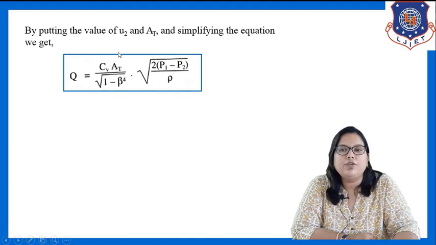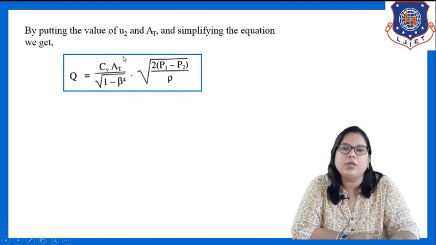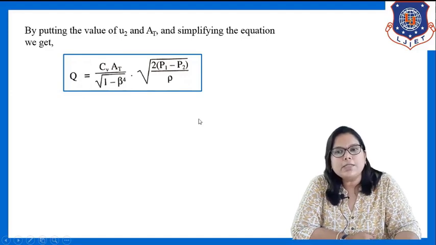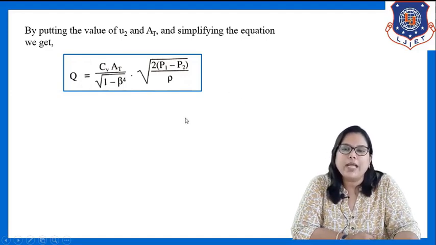By putting the value of U2 and AT and simplifying the equation, you will reach the form Q equals CV AT under root 1 minus beta raised to 4 into under root of 2 (P1 minus P2) upon rho. So this is my final equation to calculate volumetric flow rate through Venturimeter.